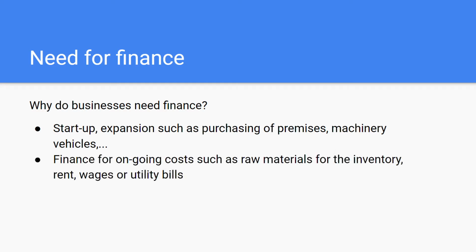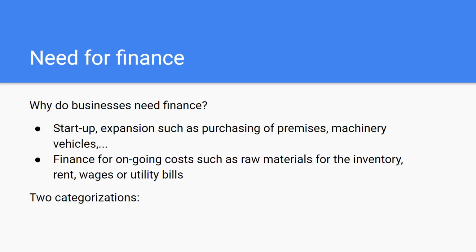Also, there is the need for finance for ongoing costs, such as raw materials for the inventory. If you are a manufacturer, you always need to buy raw materials to make your products. Also rent, wages, or even utility bills, such as water, electricity, and so on.